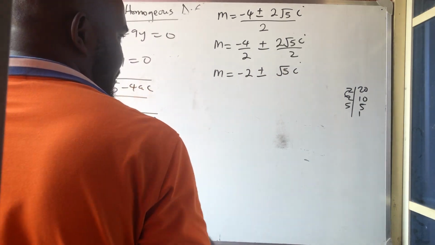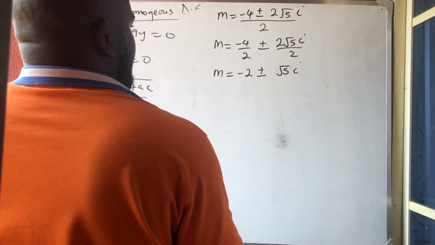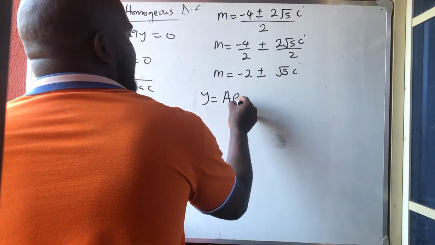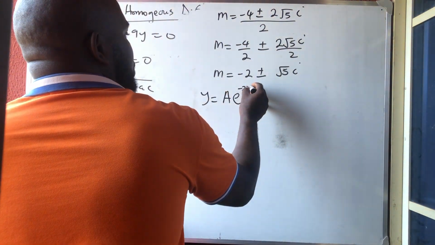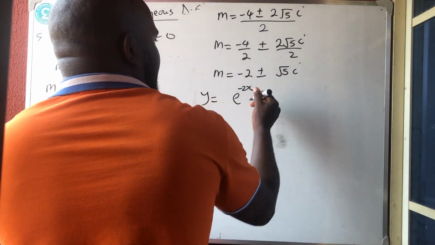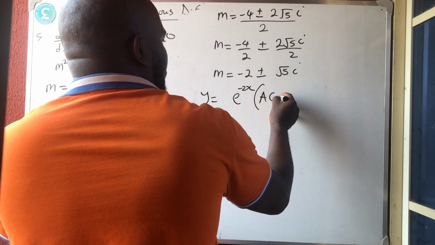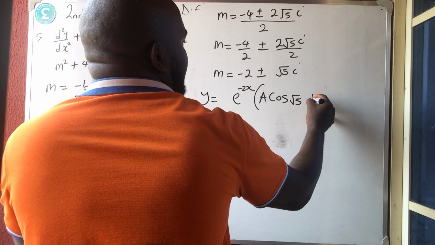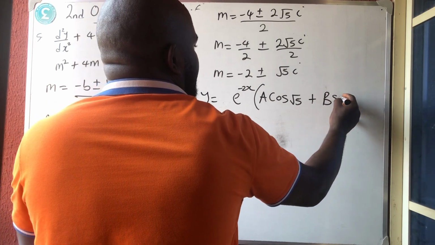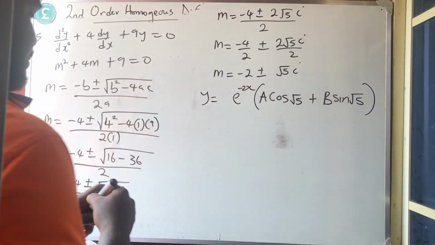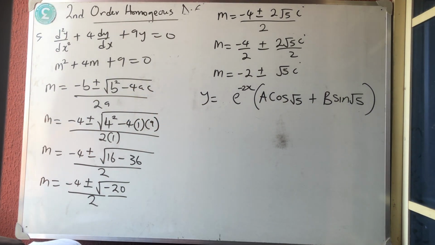And what did I tell you about complex? What do you do about complex? So you now say that y is equal to, don't forget, e raised to power minus 2x, okay? Are you there? Okay, sorry. e raised to power minus 2x, bracket a cos root 5 x plus b sine root 5 x. As simple as that. Okay? As simple as that.